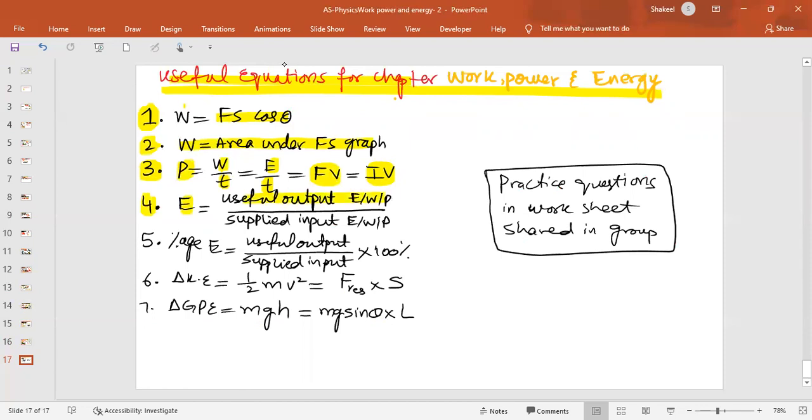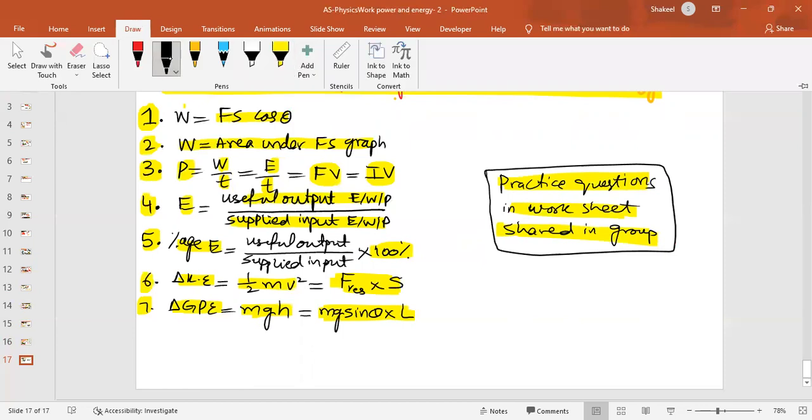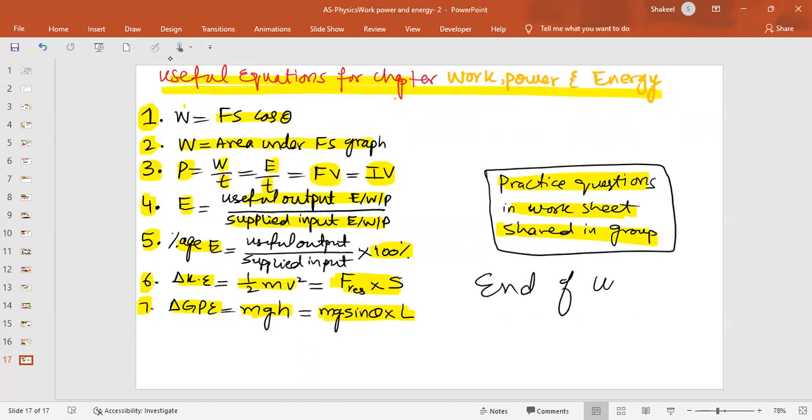Efficiency is useful output energy, work or power over supplied input energy, work or power. And for percentage efficiency, you just have to multiply that by 100. Change in kinetic energy is half mv squared, or it is resultant force into distance. And change in GPE is mgh, or it is mg sin theta into L for inclined plane cases. I'm going to share the worksheet soon in the group as well, so you'll have to solve those questions. So this is the end of the chapter, end of the unit, which is work, power, and energy.